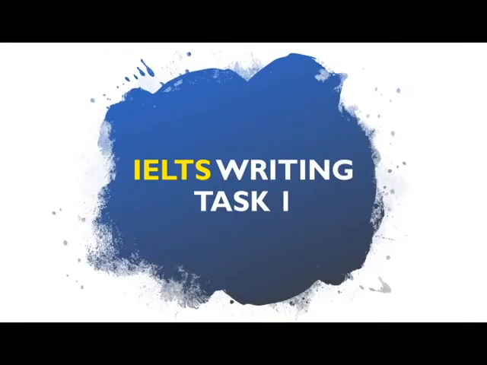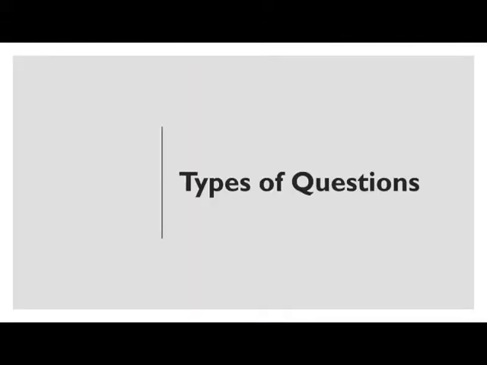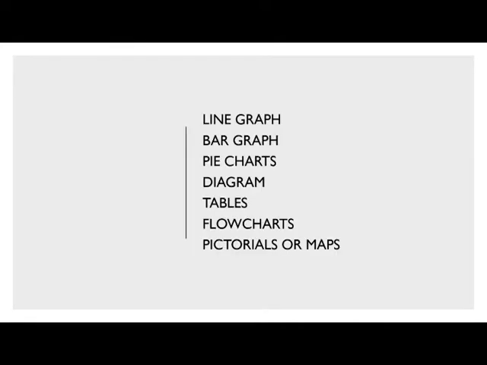Task 1, we'll be discussing types of questions that come in IELTS writing task 1. The questions that come in IELTS writing task 1 are line graph, bar graph, pie charts, diagram, tables, flow charts, pictorial or maps. Today we're going to talk about pie charts, and how we approach a particular pie chart and how to achieve a 9-band answer in pie charts for writing task 1 IELTS.